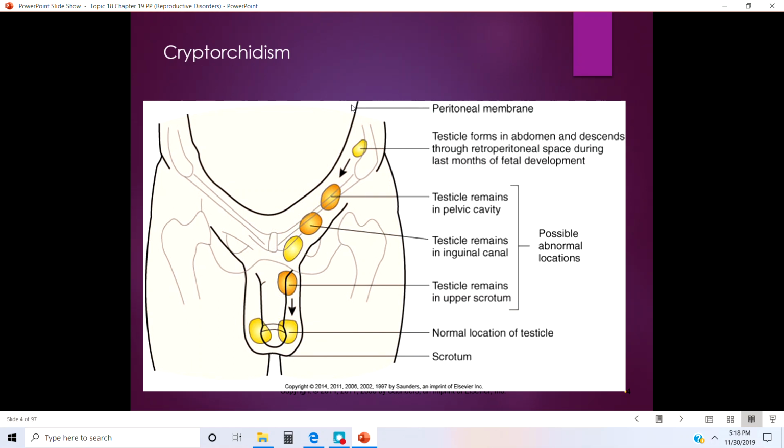Okay, so again, this is a pretty good picture, just showing the normal descent pathway. Again, you can see here it can remain in the pelvic cavity, it can remain in the inguinal canal, or here, like in the spermatic cord area in the upper part of the scrotum.